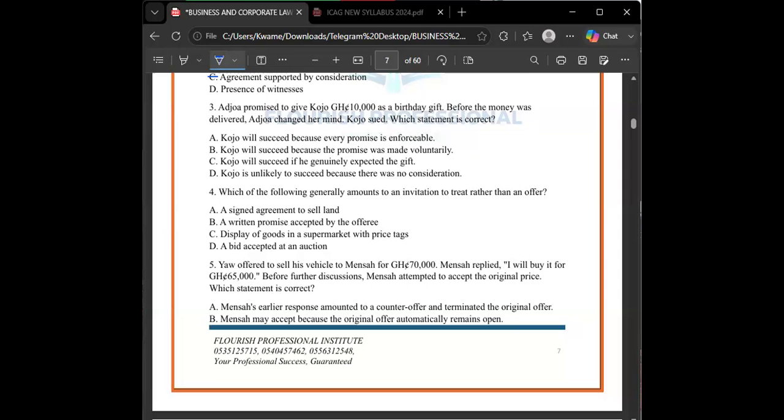Exactly. Because this one is a gift. It was just a promise to give a gift. Kojo didn't do anything to earn it. So he hasn't brought any consideration to earn that 10,000. So you can't say that based on the promise.